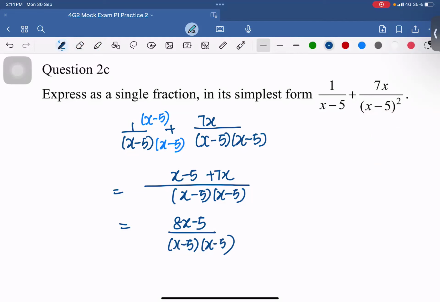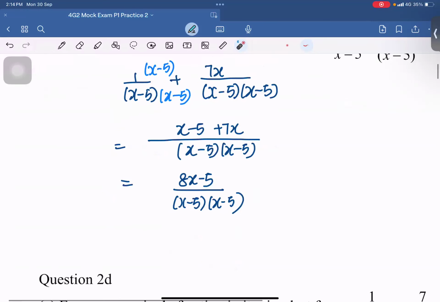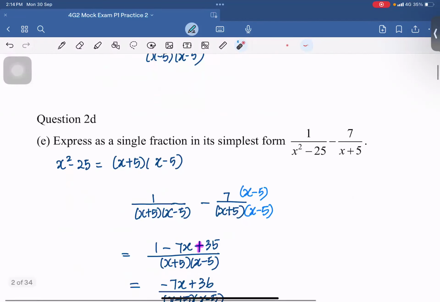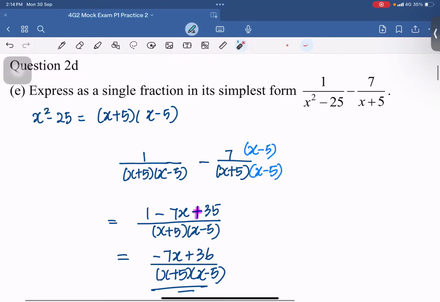Oops, why is this? Then you multiply the x minus 5 over here for this fraction. Now your denominator is the same, combine them together, get the answer. This one, simple, right? Everyone should be able to score this question. No problem. Okay, I say no problem, but I don't know whether you got problem or not, right? So I must make sure you all know, okay?